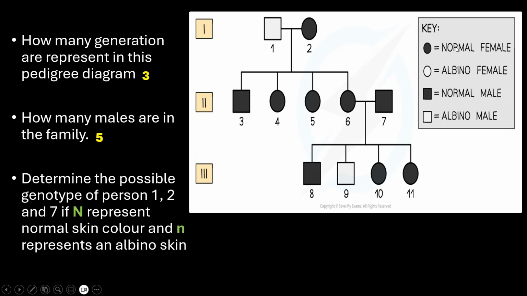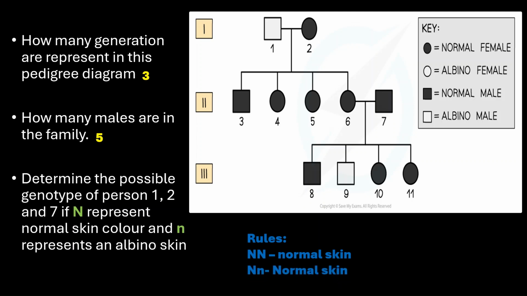So remember the key suggests black circle is a normal female, white circle is an albino female. Black square is a normal male, white square is an albino male. So one is an albino. Remember, capital N represents normal skin, and small letter n represents an albino. So for it to be an albino, you set the rules. This is for normal skin. This is also for normal skin. This is for an albino. Wait a minute, that's incorrect. That's a mistake there. Let me correct it quickly.